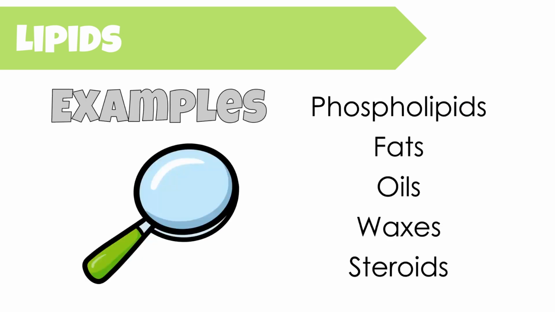So examples, the one that I mentioned earlier about how lipids make up cell membranes, your phospholipids, they're a particular type of lipid that make up cell membranes. Anything that is deemed a fat or things that have lots of fat in them, the fats are lipids, oils fall into fats, waxes, as well as steroids are all different types of lipids. And they would have slightly different structures depending on which type of lipid we're looking at.